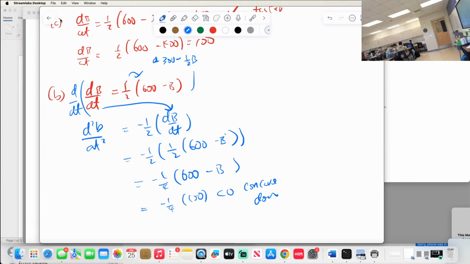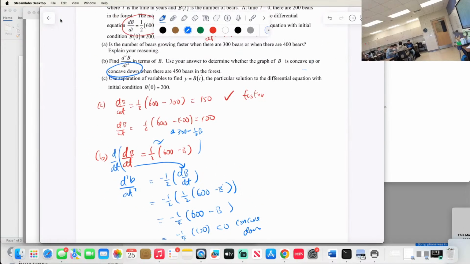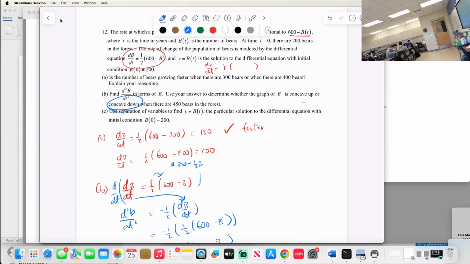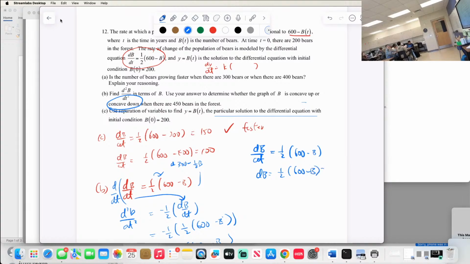Okay, so for the next one here, it says use the separation of variables. So this is the keyword, differential equation. So particular solution with differential equation. So you start with dB/dt is equal to 1/2 times 600 minus B. And then dB is equal to 1/2 times 600 minus B dt.